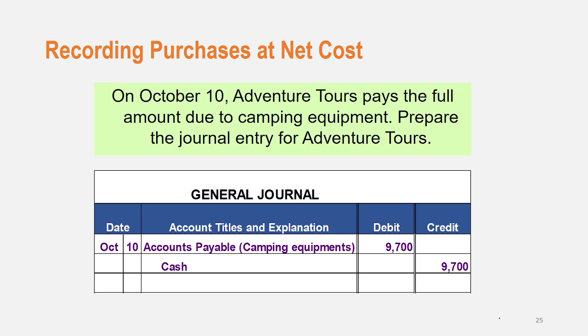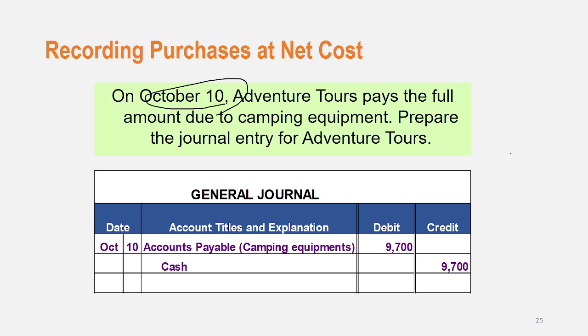Now, on October 10, Adventure Tours pays the full amount due for the camping equipment, and we want to prepare the journal entry for Adventure Tours. When Adventure Tours makes the payment, we need to update our records because the payment takes place, and we need to update the records because of accounting rules.